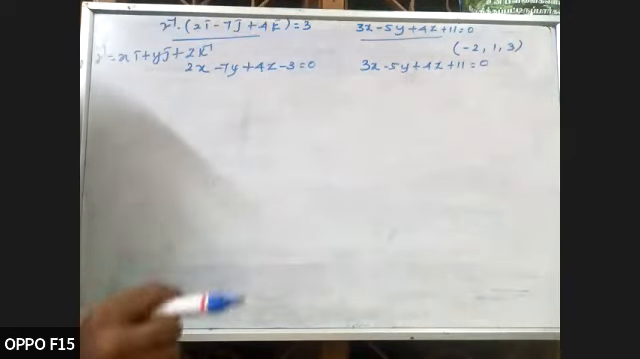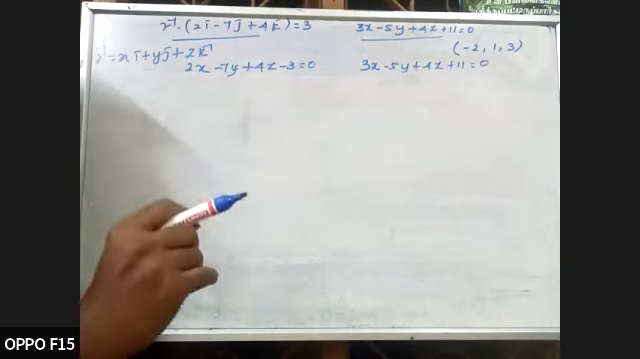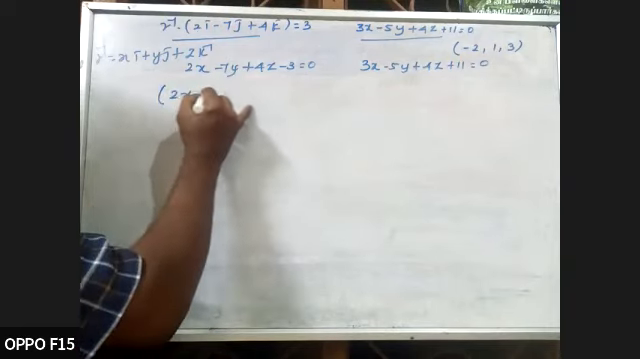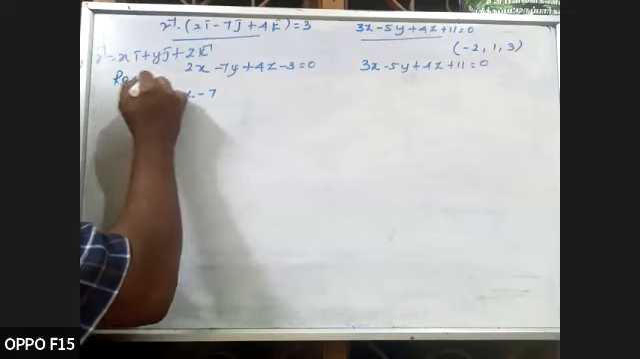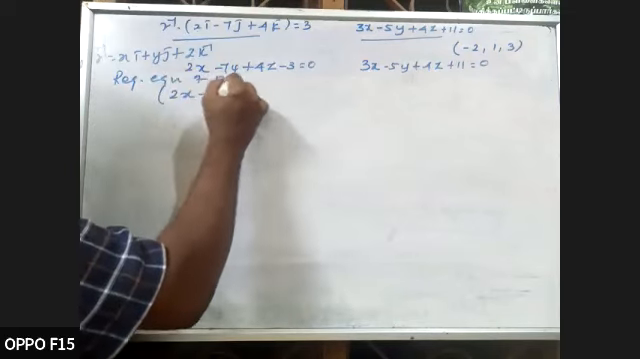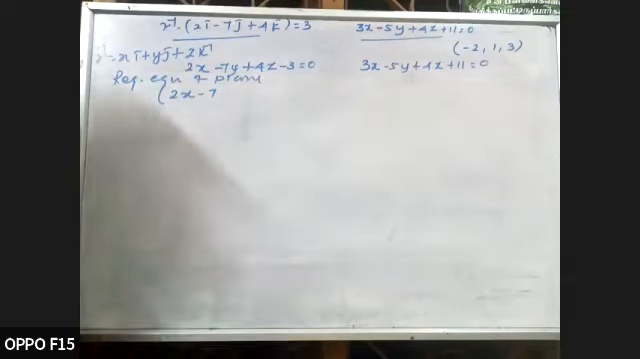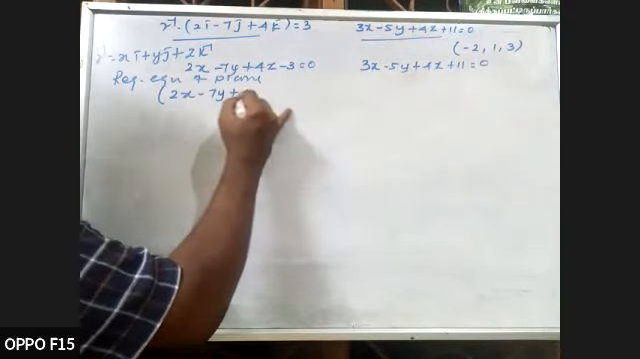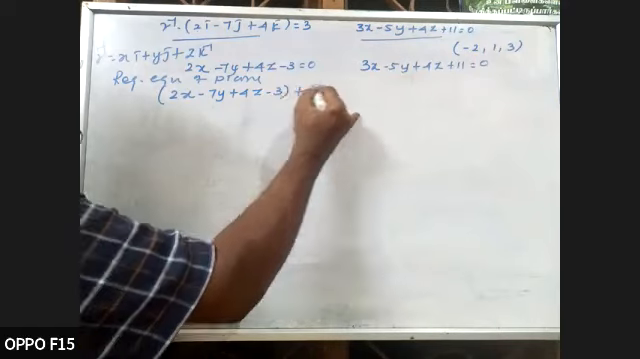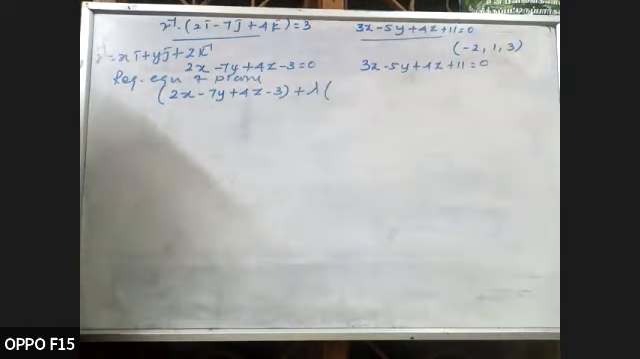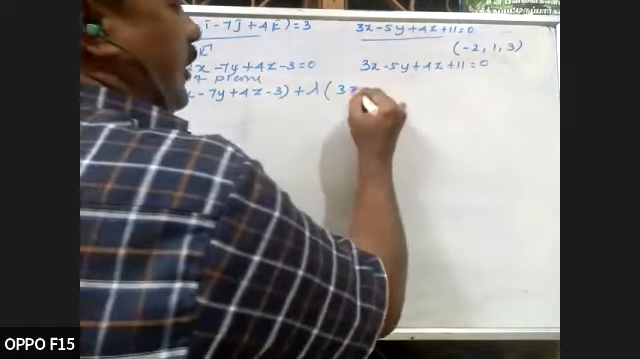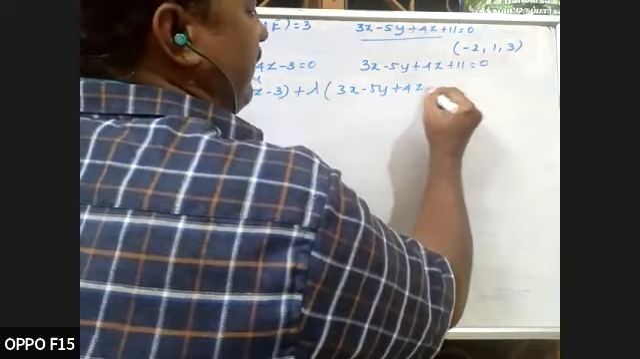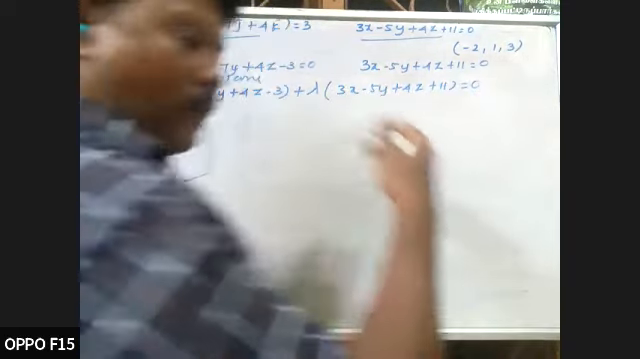The required equation is for the line of intersection of planes. I can write the required equation of the plane. The condition says first plane plus scalar into the second plane. Your first plane is 2x minus 7y plus 4z minus 3, plus some scalar. I can take the scalar as lambda, times 3x minus 5y plus 4z plus 11 equals 0. Now what is the next step?